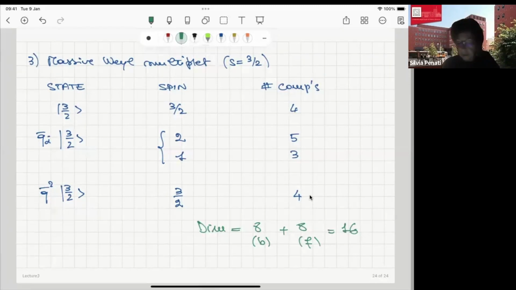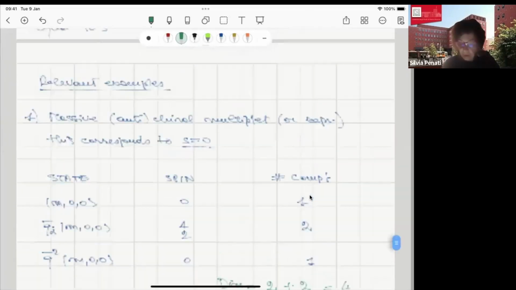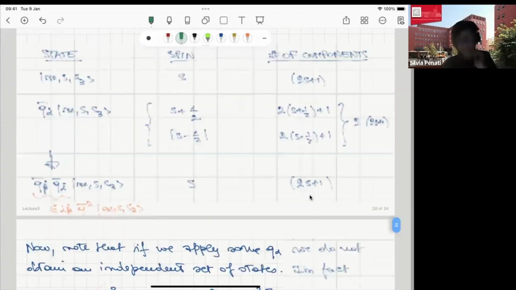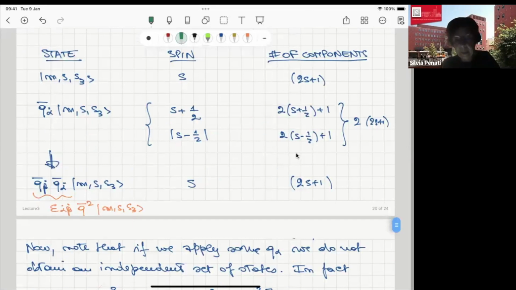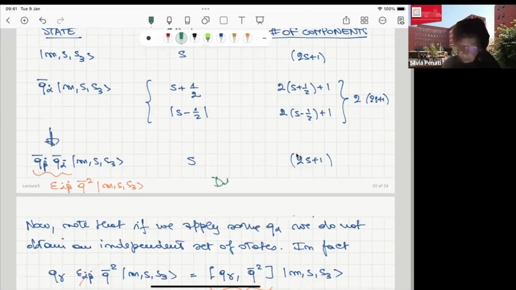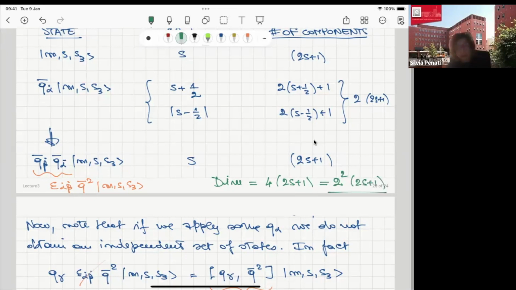You can easily compute the dimension of the generic representation that we built up here, because the dimension here is nothing but the number of 2s plus 1 projections times 2 plus 1 plus 1. So this is equal to 4 times (2s plus 1), which I would prefer to write as 2 power 2 times (2s plus 1). This is the generic dimension of the massive representation in N equal to 1 superalgebra.